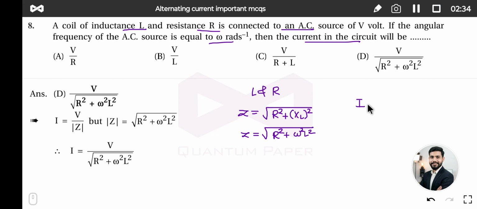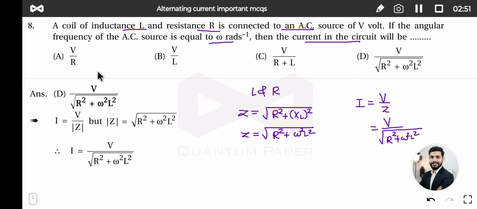Now the current formula is I is equal to V upon Z, where Z is the impedance when L and R are connected. So V upon root of R square plus omega square L square. So the correct answer is D. This is the current.